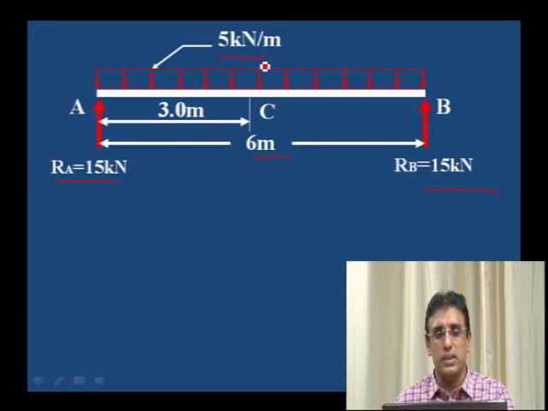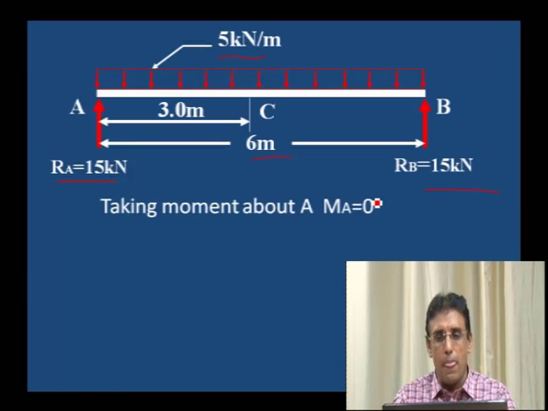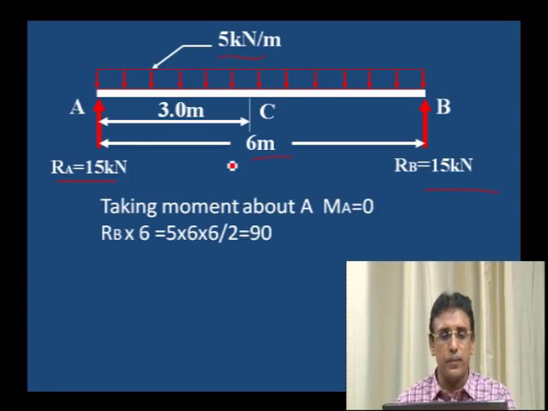Now 5 into 6 is 30 kilonewton, that is the total downward load, divided by 2 is 15 kilonewton at A and 15 kilonewton at B. This is the reaction at RA and RB. To calculate this, we can take moment and let us verify whether we will get 15 kilonewton. Taking moment about A, that is RB into 6. RB into 6, the distance, is equal to 5 into 6, the load, acting at a distance of 3 meter, 6 divided by 2, that is equal to 90.